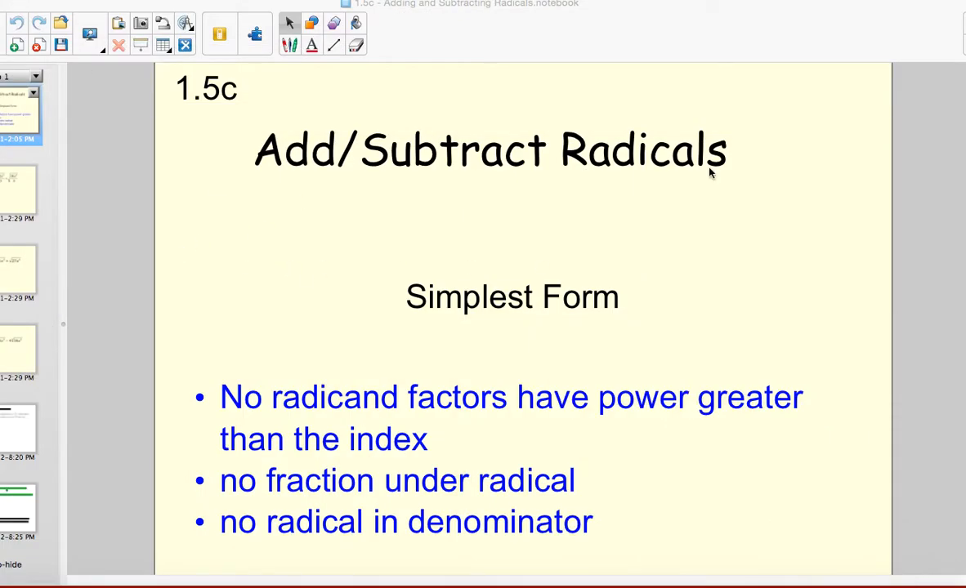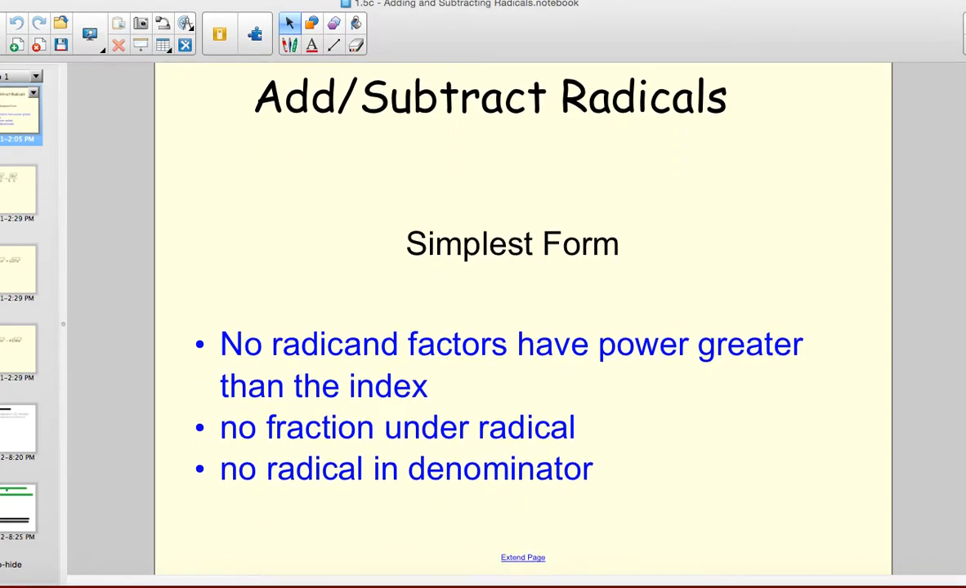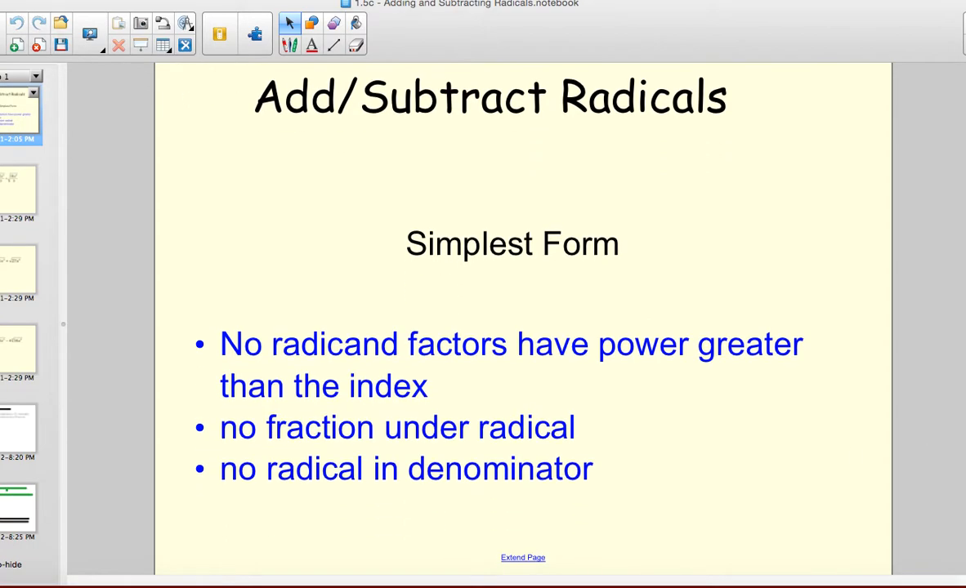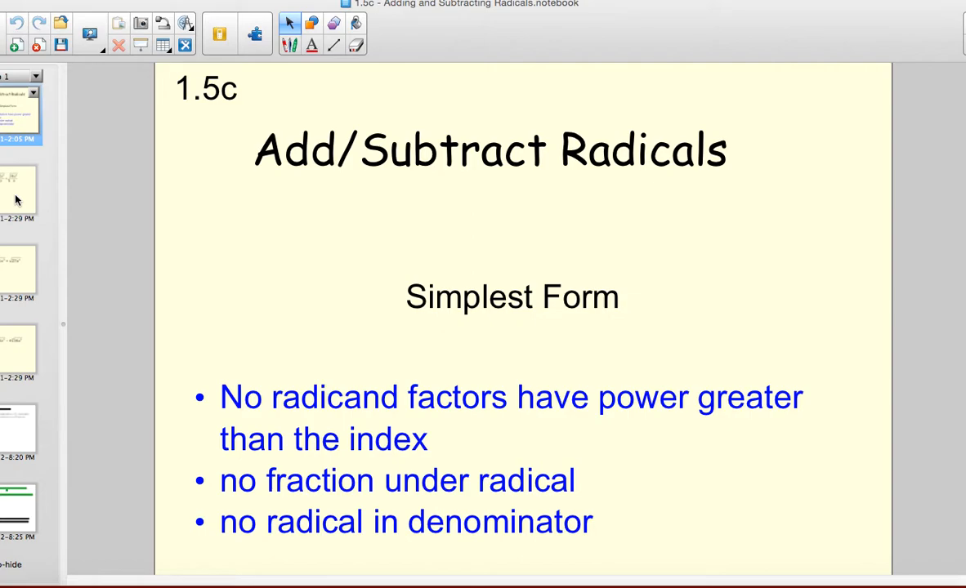When we think about adding and subtracting radicals, we've done it a little bit already, just maybe not to this depth. If you want something in simplest form, here are your notes. No radicand, so no numbers underneath the radical sign, that has a power greater than the index. We did that last class. However many times the index goes into the exponent, you take that many out, and whatever remainder you keep under the radical. You also don't want any fractions under the radical, and you don't want any radicals in the denominator. Stuff that we already know, but we want to make sure that we do it that way when we go through these notes too.